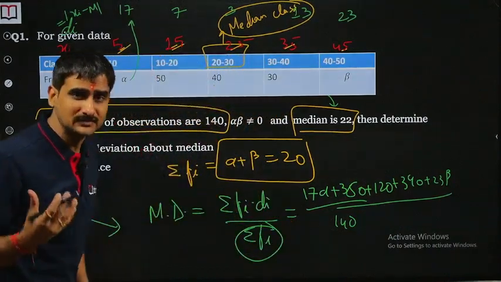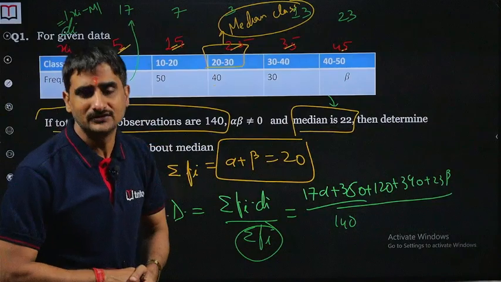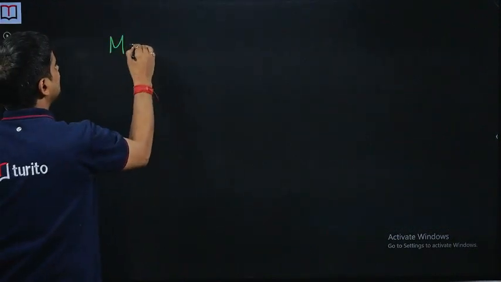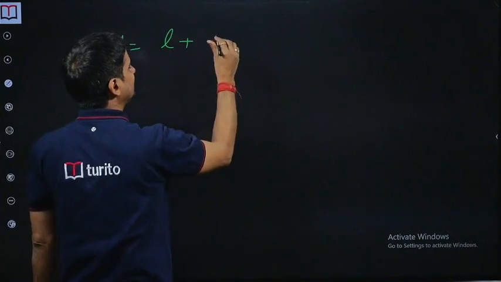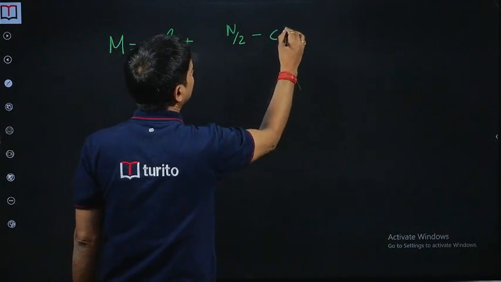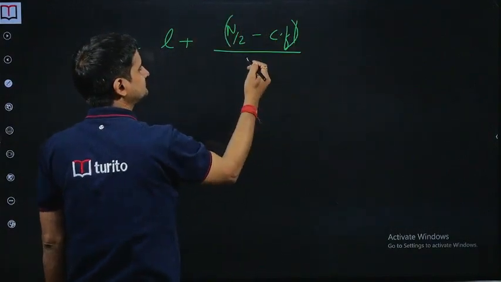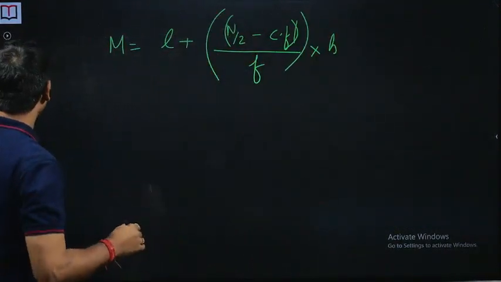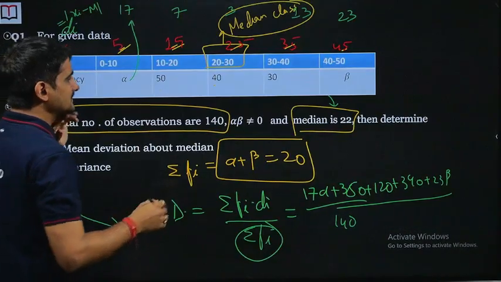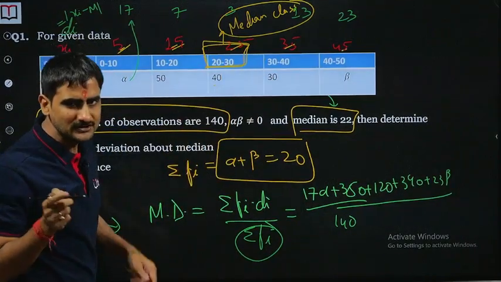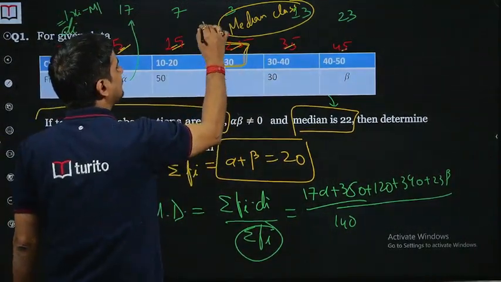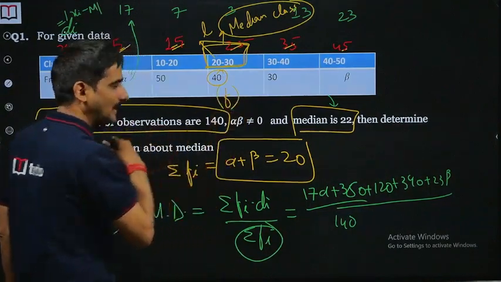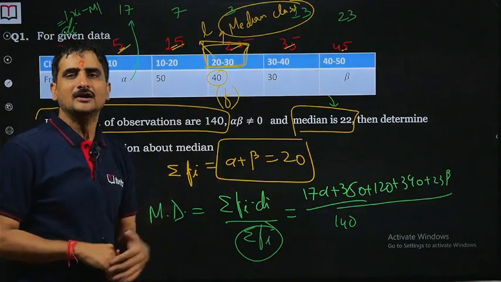So how can we get it? We will get it by using the information that the median of the given data is 22. So how to get the median? Median is lower class limit plus n by 2 minus cumulative frequency over frequency of the median class, into h. Now what's the median class here? This is our median class, because the median lies here. The lower class limit of the median class is L, the frequency of the median class is F, and the class width is 10, which is uniform in all the intervals.